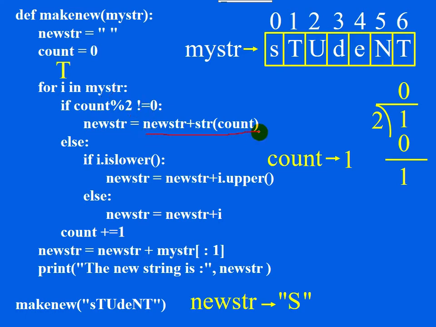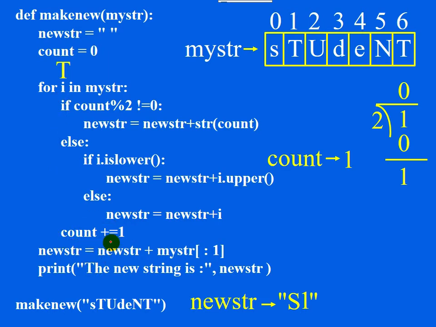Assignment operator, right hand side assigned to left hand side. What does new string contain? Capital S. What does count contain? 1, integer 1. str of 1 means this integer 1 will be converted to string 1. So the string capital S is concatenated with the string 1, you get S1. So now your new string variable points to S1. You can see S1. Now after this, the control comes here because this is part of for loop.